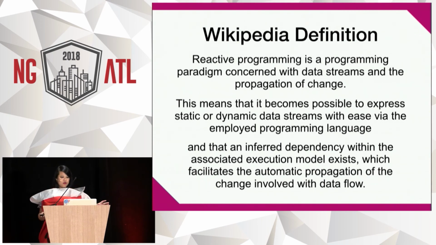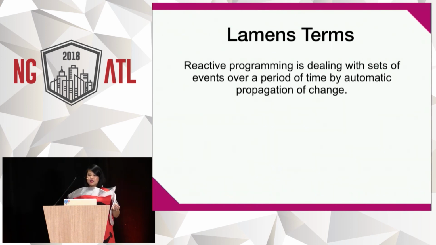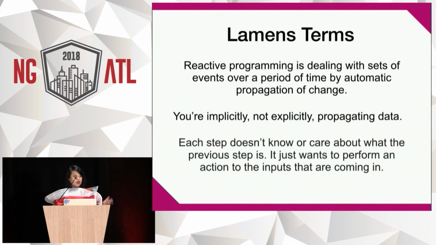So that is a lot of words, but in layman's terms, reactive programming is dealing with sets of events over a period of time by the automatic propagation of change. So what you're doing is implicitly, not explicitly, propagating your data. Each step within your application doesn't actually know or care about what the previous step is or what the inputs are. All it wants to do is perform an action on those inputs and then move on.